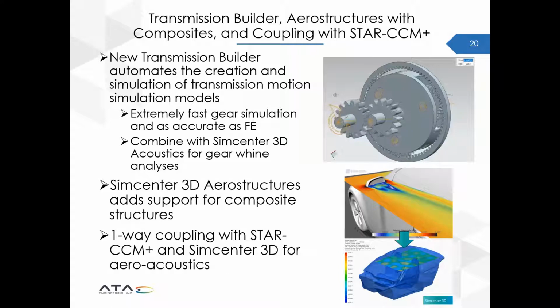And then finally on this slide, we have notes that aerostructures, which was introduced with the previous release, adds support for calculating margins of safety on composite structures with this 2019.1 release. And then one-way coupling is now available with STAR-CCM+ and Simcenter 3D, which allows you to turn CFD results from STAR into an equivalent acoustic source for use in Simcenter 3D acoustics.